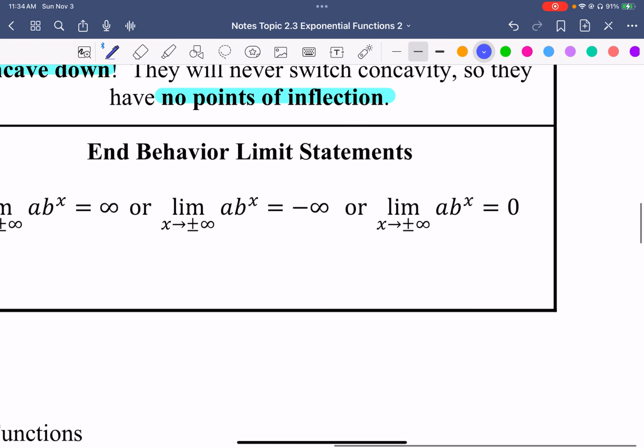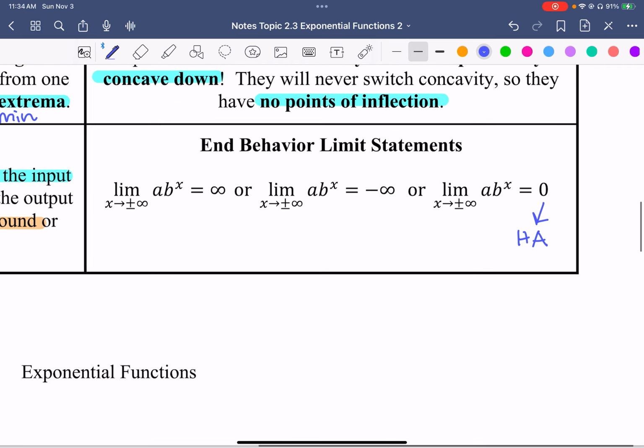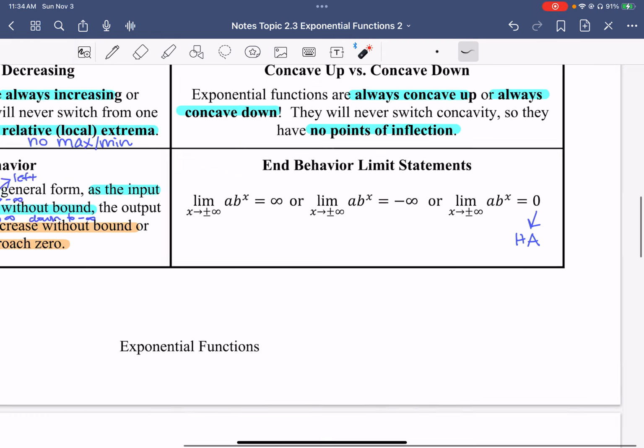So this 0 represents your horizontal asymptote. Now remember that the horizontal asymptote can shift up or down if there is a vertical translation moving the graph up or down a certain number of units. But again, if there's no transformation, it'll always be at 0. So you have three options here, okay? You can go up, you can go down to infinity, or you can approach the horizontal asymptote.